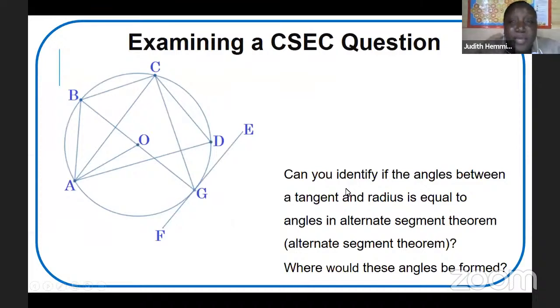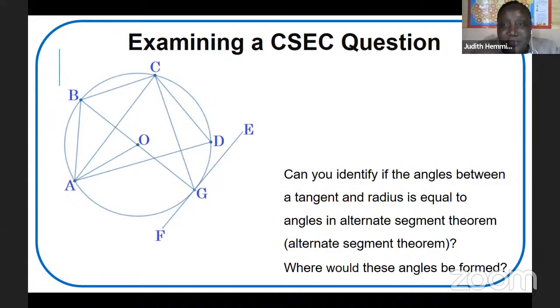All right, so having looked at that concept, alternate angles in segments, or the alternate segment theorem, are you able to identify that particular theorem in this question? We're giving them a chance to look at it carefully and respond. I'm looking at Facebook, sorry, YouTube. Let's see what responses we will get.